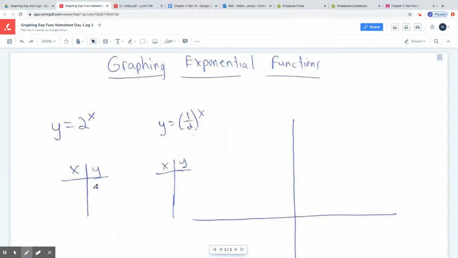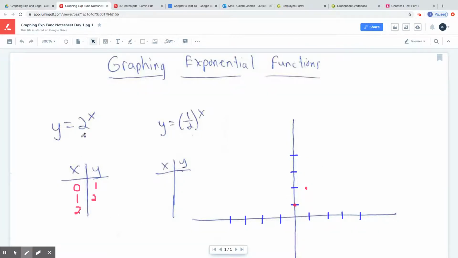So let's just plug in some values for x. If you never know what a graph looks like, you can just plug in points and see if you can figure out the shape. So let's start with 0. If I plug in 0, what do I get for y? 2 to the 0, anything to the 0 is 1. So (0, 1) is right there. What happens if I plug in 1? 2 to the first is 2. So (1, 2) is here.